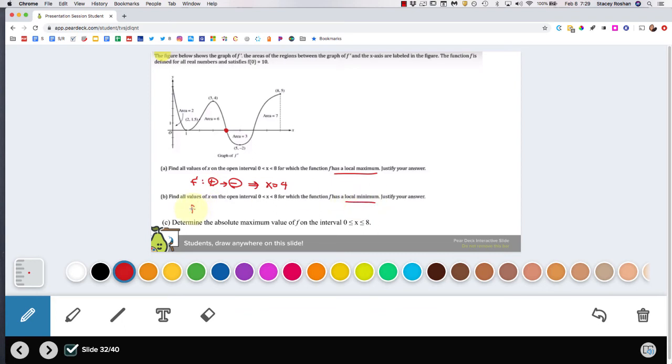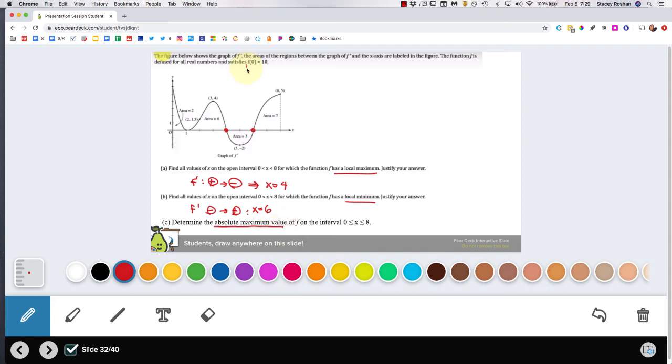Local min, f prime negative to positive, and that happens right here at x equals 6. Justification, all I need. Now determine the absolute maximum value. So I need the actual y value.